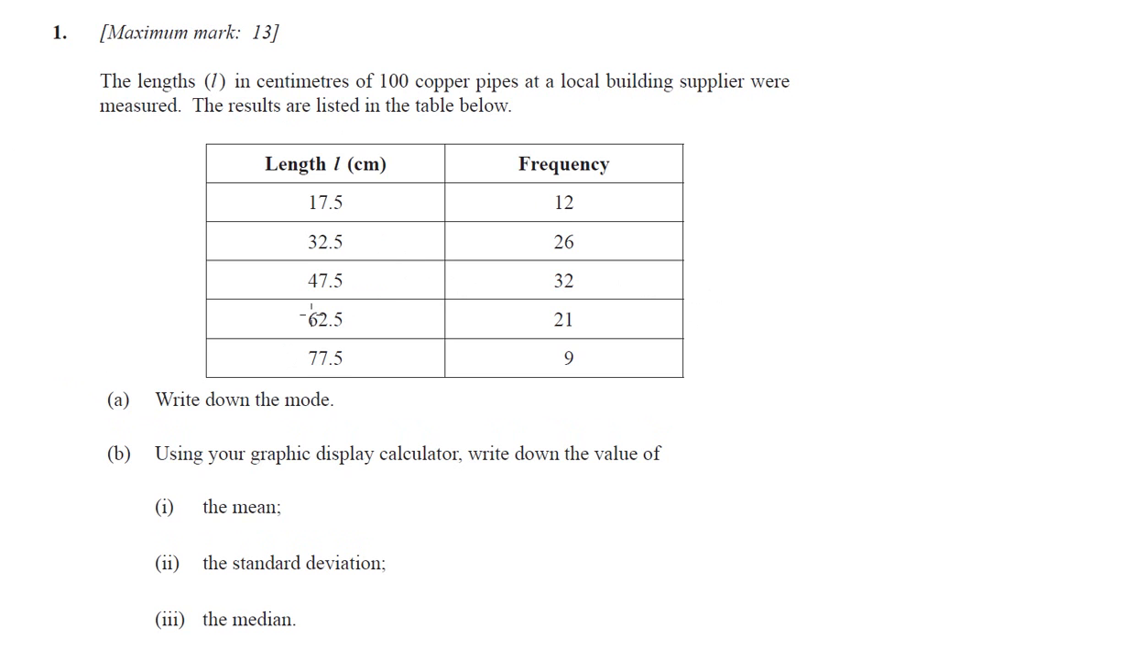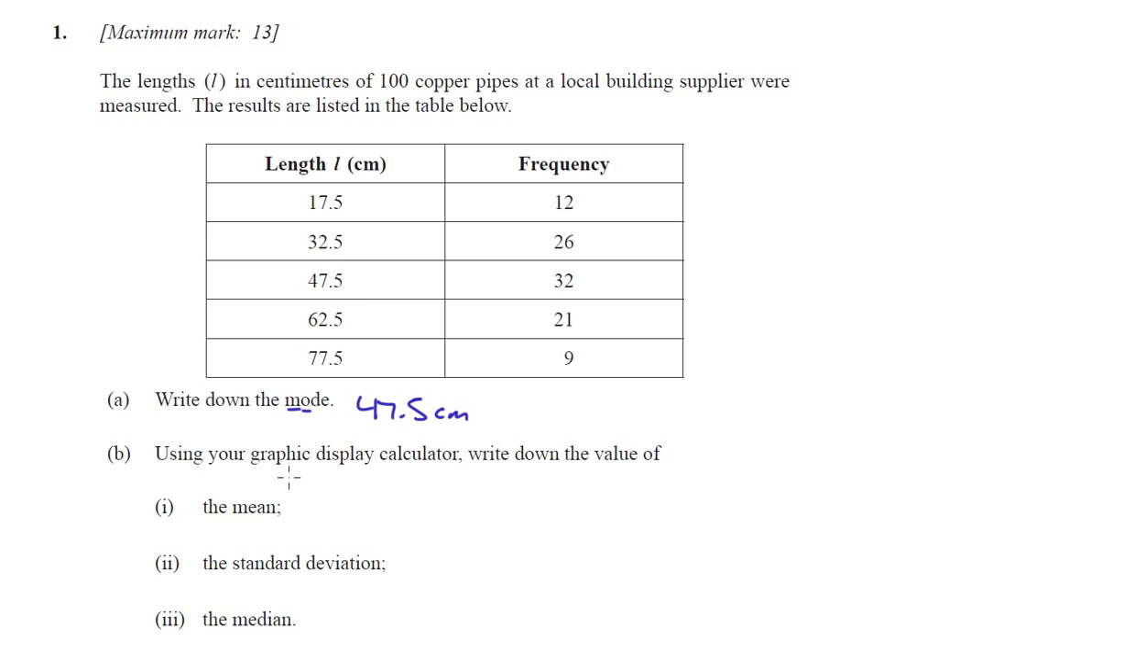Okay, so the mode is the one that happens the most often. Of these, the mode has a frequency of 32, that's 47.5. So that would be our mode, 47.5. And I'm going to put centimeters because that's the label that should go on that.